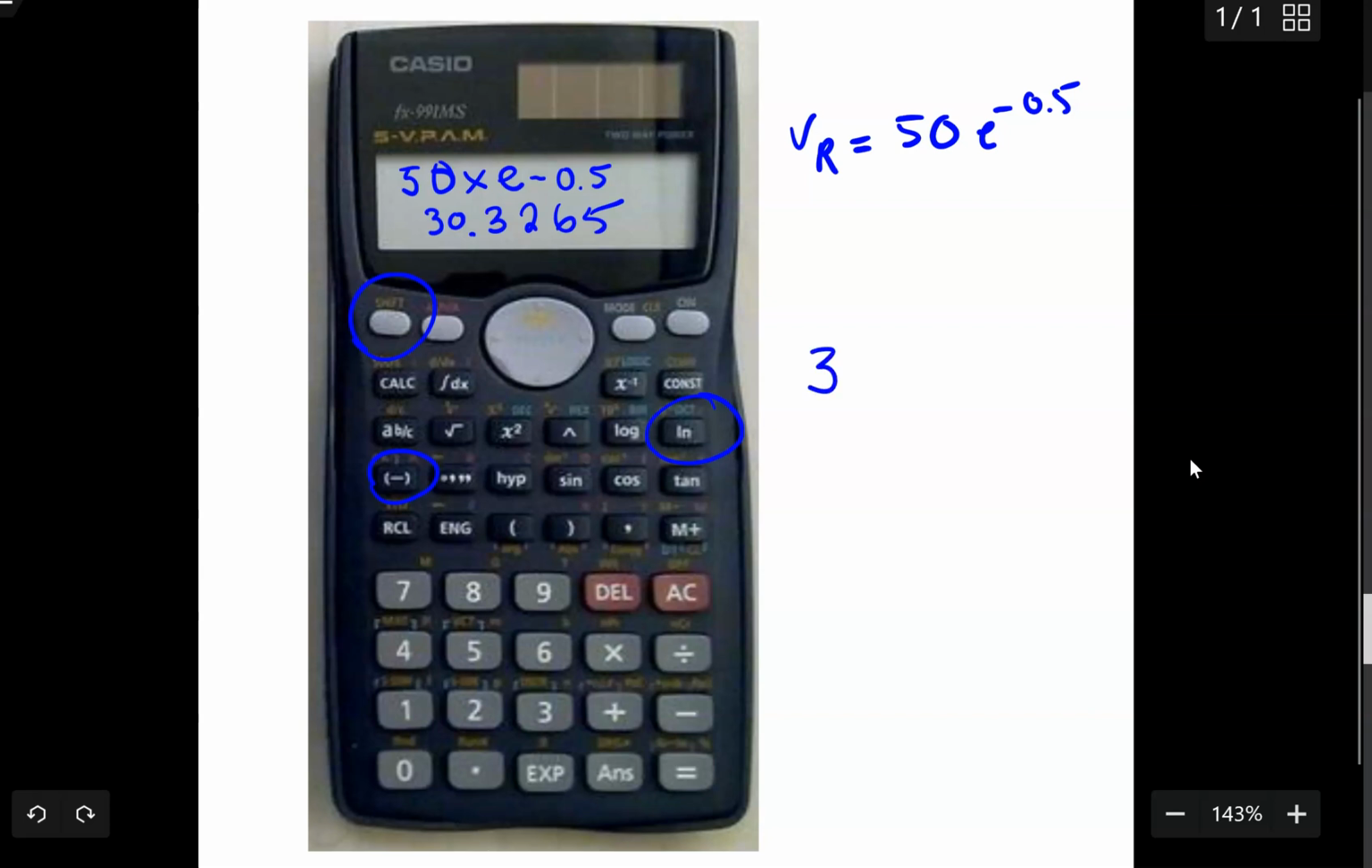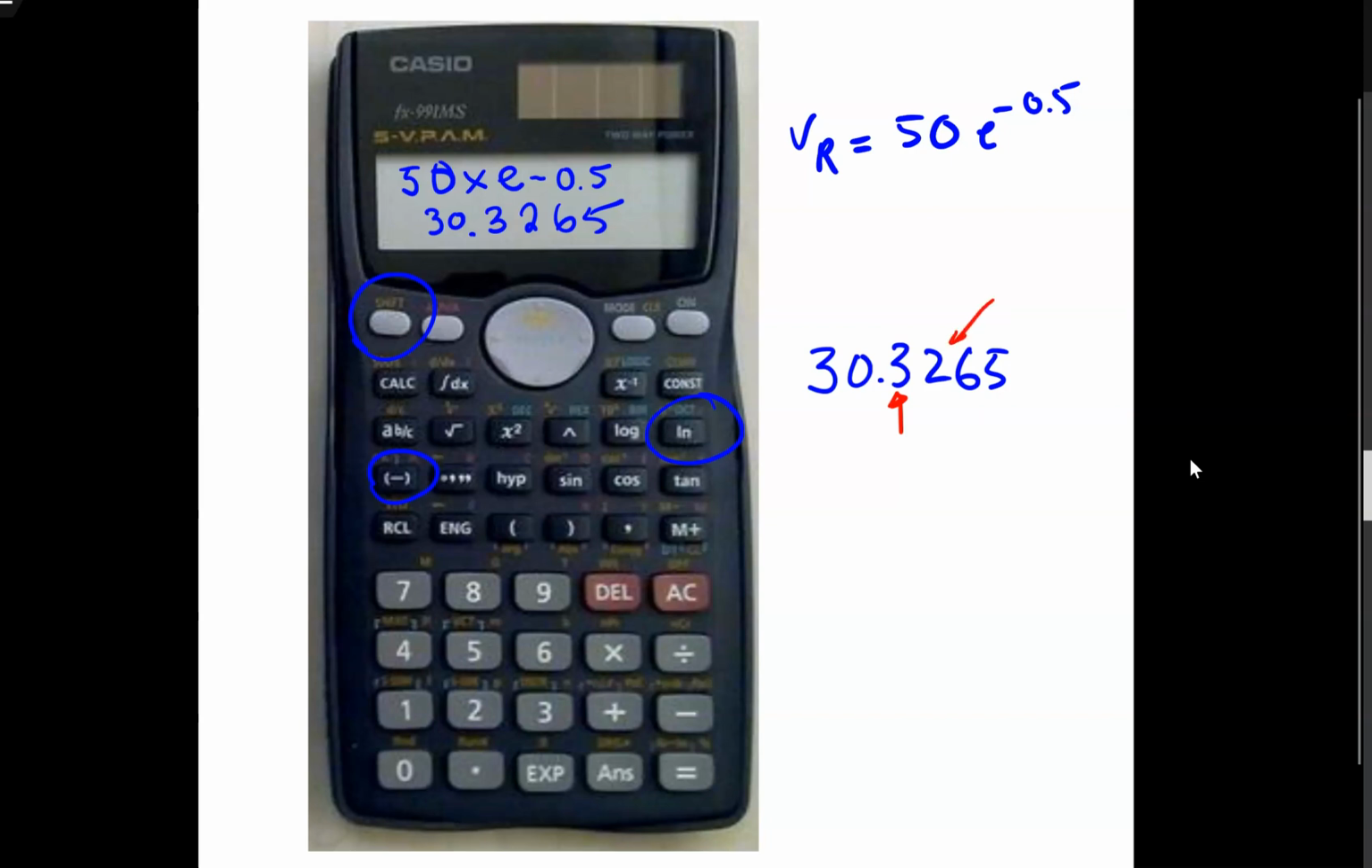Okay, so 30.3265, 3299 on our calculator, but I just want to write a few decimal places here. In order for us to round to 3 significant digits, this is your third significant digit. So that means you have to look at the 2. 2 is less than 5. Therefore, your final answer should be 30.3. In this case, it's just volts.